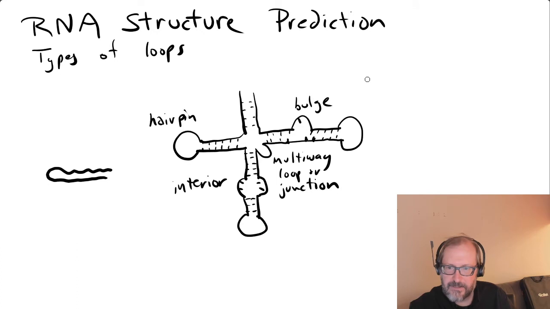And then there is a multi-way loop or a multi-way junction, and that means more than two helices are coming together at some point, like this.